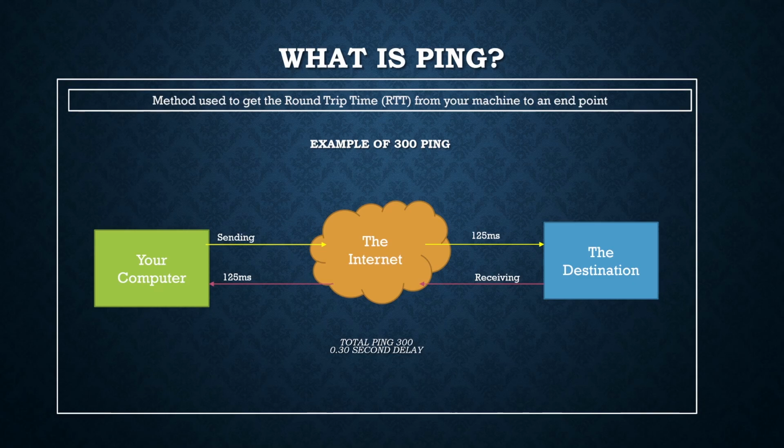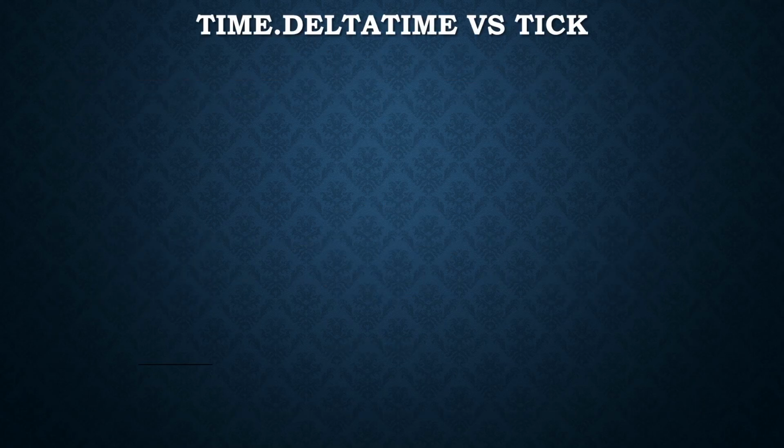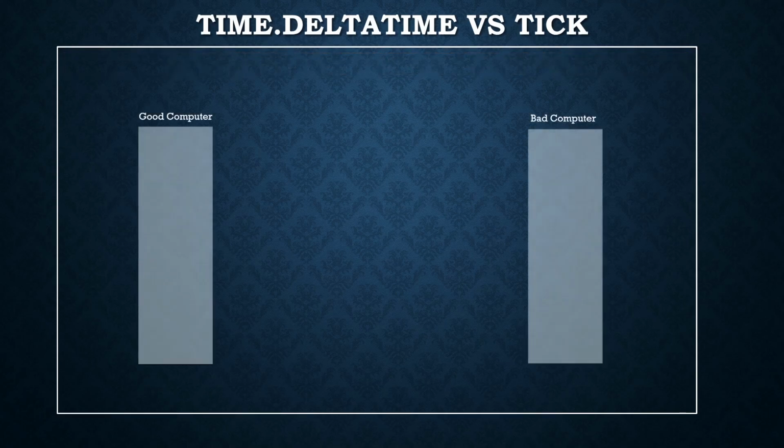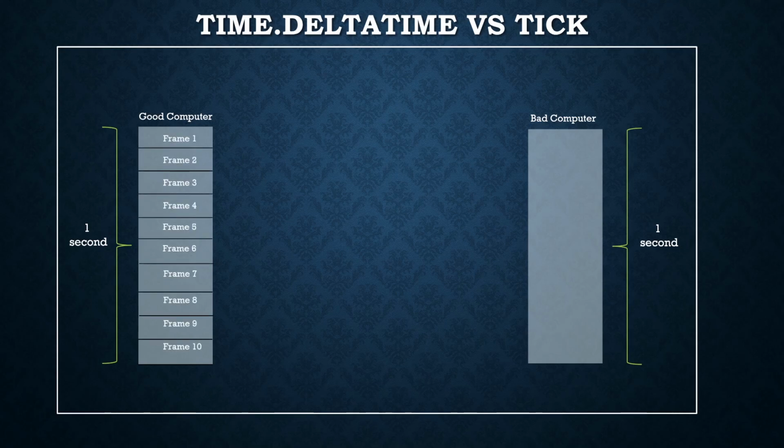But before we get onto that, let's talk about time.deltaTime versus a tick. So time.deltaTime measures the elapsed time between two consecutive frames. That's important from a networking perspective, because let's take an example of a good computer and a bad computer, and both of them are measured over 1 second. On a good computer, my processing power is a lot faster than on my bad computer, and because of that, I'm able to process more frames within that period of time. So in that 1 second, this computer is able to get 10 frames out, whereas on the bad computer, I'm only able to get 5 frames out.